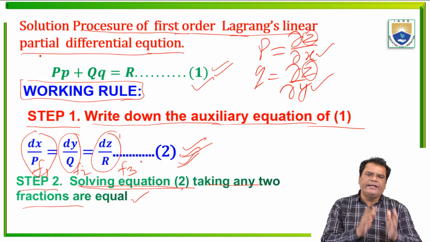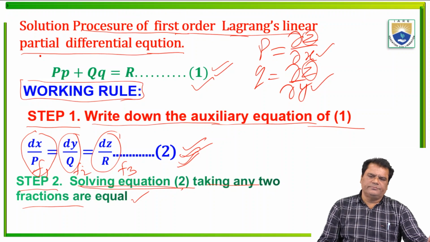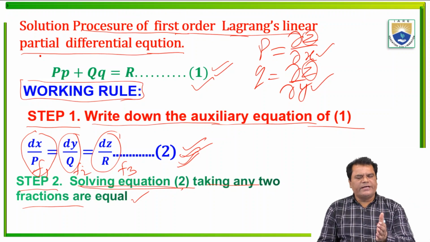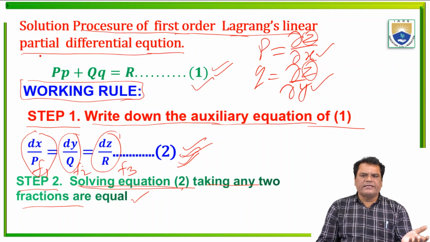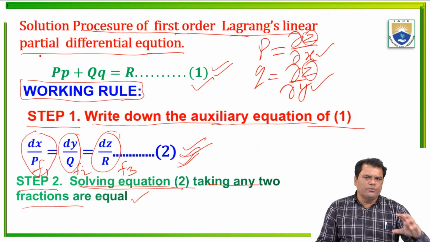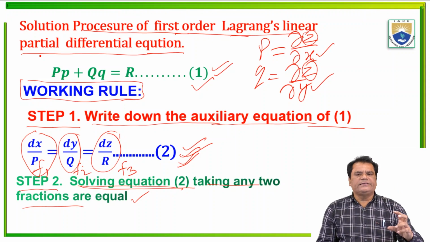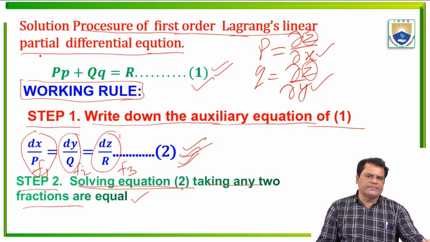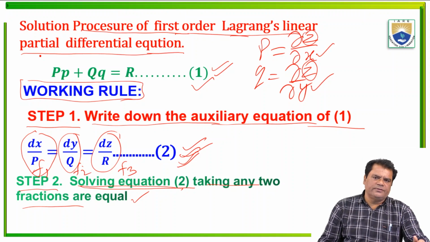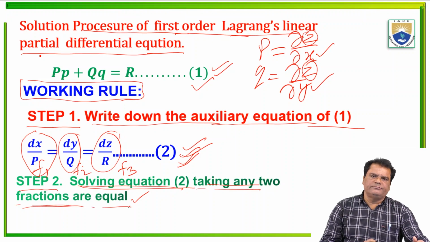We take any two fractions as equal at a time: either fraction 1 equal to fraction 2, fraction 2 equal to fraction 3, or fraction 3 equal to fraction 1. So we get three relations. Out of the three relations, in step 2, we solve any two relations.